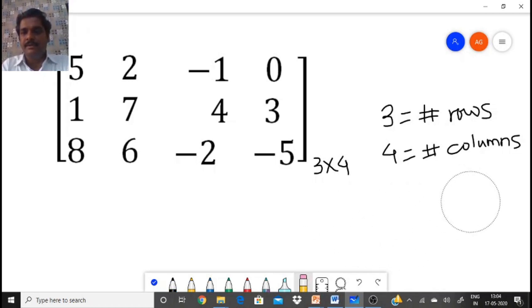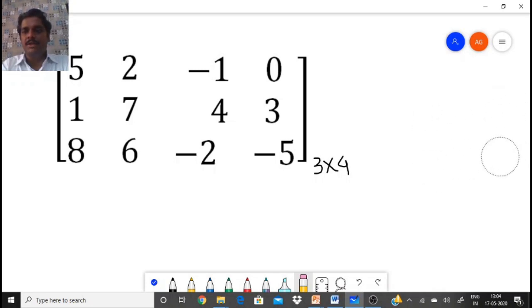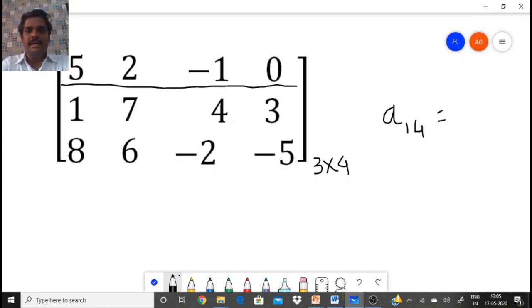Okay. Then next we will talk about the elements. Okay, so let's say I'll ask what is A14. A14 means I'm talking about first row fourth column. So you can see the first row and the fourth column. Here is your first row and here is your fourth column. So here is that element. Okay, so A14 is 0.